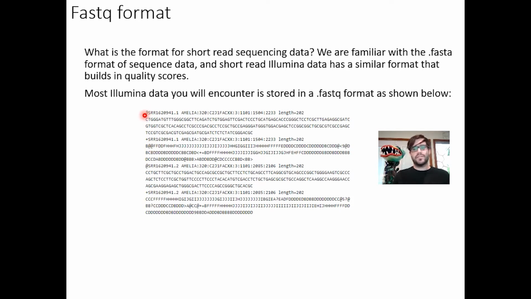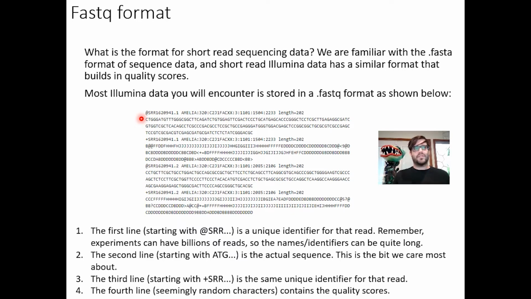And so here is an example of a FASTQ format. This is what you would get off of an Illumina machine. There are basically 4 lines for each entry. The first line is going to start with the @ symbol. This is data from the Sequence Read Archive, so it's SRR. This line is going to be the unique identifier for that read.